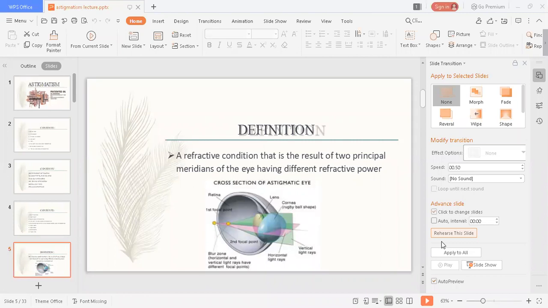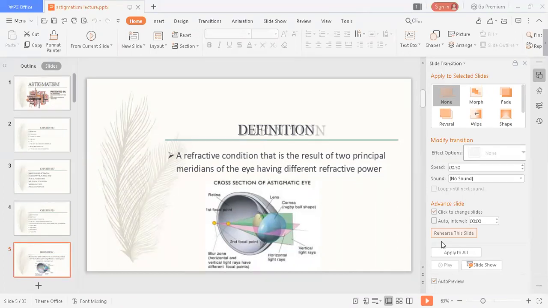Astigmatism is a refractive condition that results when the two principal meridia of the eye have different refractive powers. So the eye is not an exactly spherical structure, friends. The vertical and horizontal meridia of the eye have different refractive power. So that's why the parallel rays of light coming from infinity will not be focused at one point.